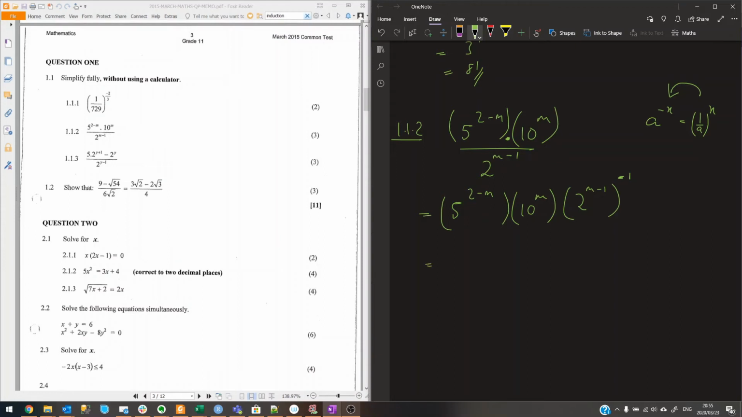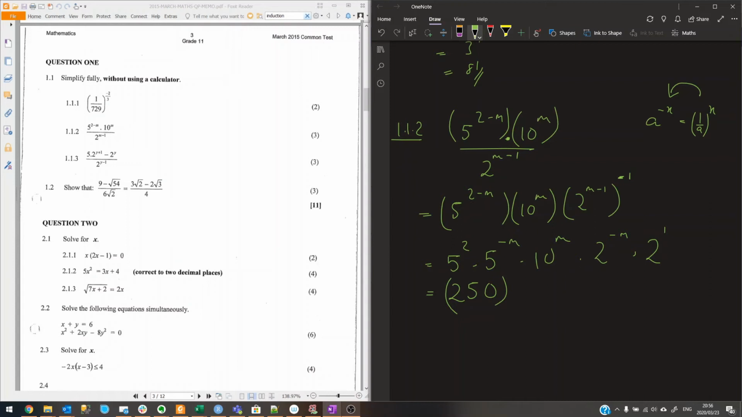Alright, so now we're going to simplify this out. This gives me 5 squared times 5 to the minus m times 10 to the m times 2 to the m times minus 1, which is 2 to the minus m, times 2 to the minus 1 times minus 1, which is 2 to the 1. So 5 squared is 25 times 2 gives me 10, so 250. That's my constant.